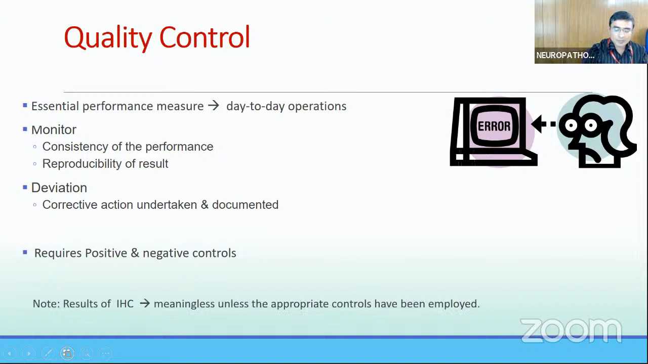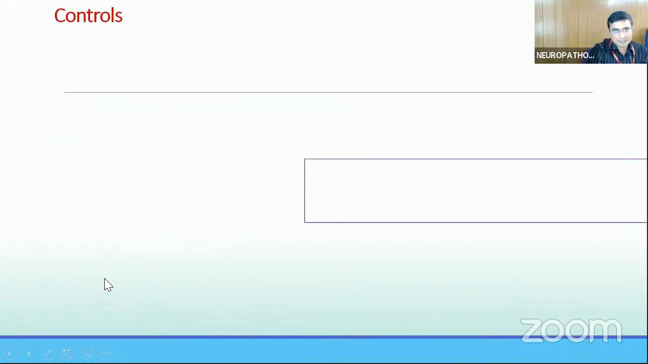Now, to monitor quality control, you need to use two important controls. One is positive, which will give a positive reaction, and the other is negative. Any deviation in this positive and negative control, when the results are not optimal, that is, where you expect positivity it should be positive, where you expect negative it should be negative, if it deviates from that, then the entire IHC process becomes invalid.